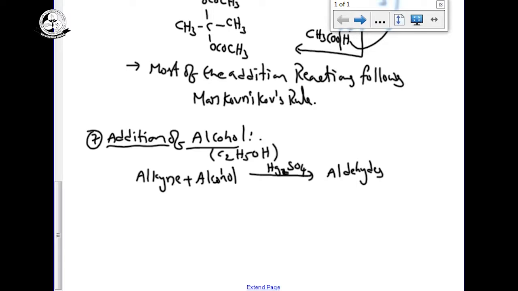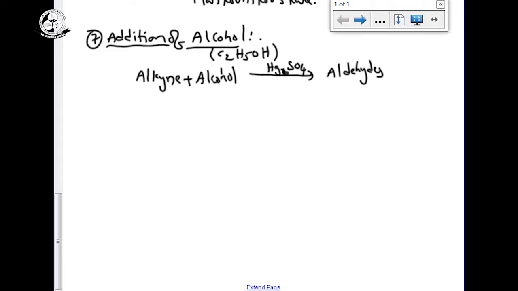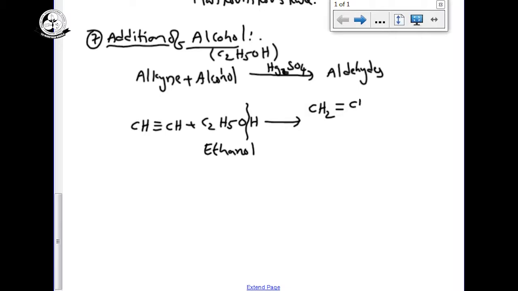See how we can get the aldehydes here. Take one alkyne, that is ethyne, CH triple bond CH. Add alcohol. The best well-known alcohol is ethyl alcohol, ethanol. As usual, hydrogen will be on one side and the remaining part on the other side, following the Markovnikov rule. We can add like this: CH2 double bond CH, here OC2H5. Then follow hydrolysis.